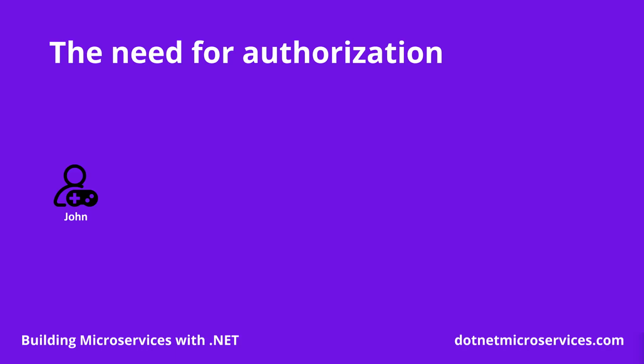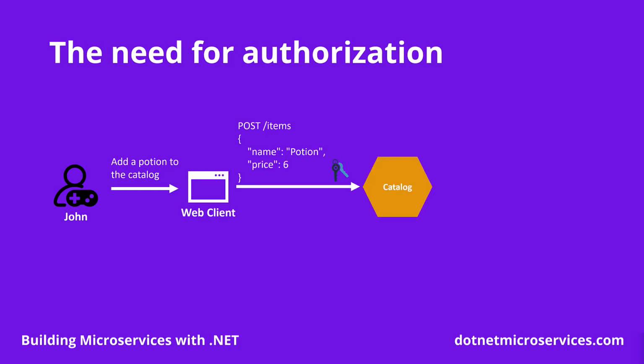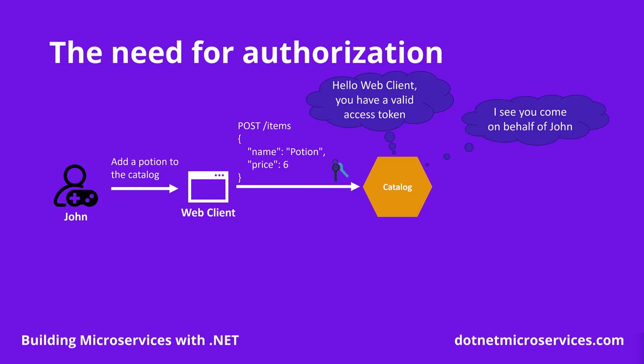John would like to add an item to our catalog, let's say a potion, via a web client. Let's assume the web client already acquired an access token after our identity microservice authenticated John. The client then sends a request to create the potion to our catalog microservice, including the access token. Our catalog microservice validates the token presented by our web client and confirms that the token contains the claims that assert that a user authenticated and that user was John.